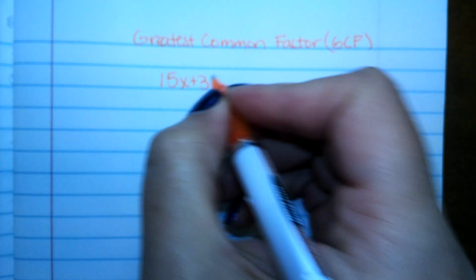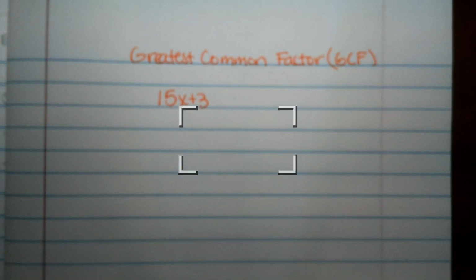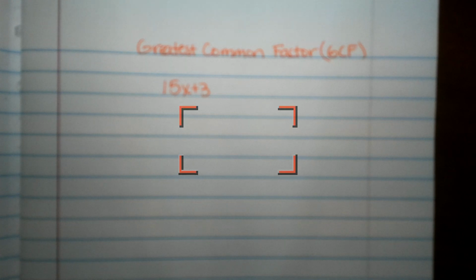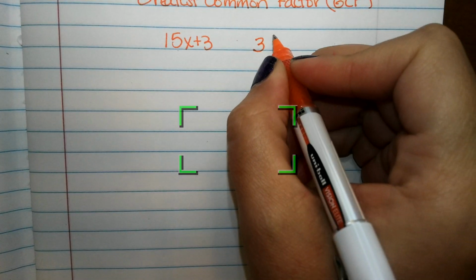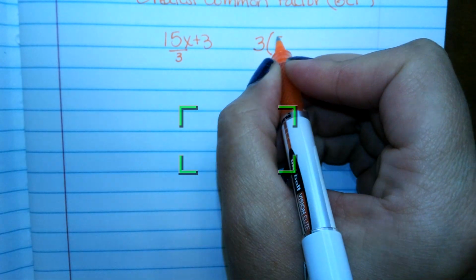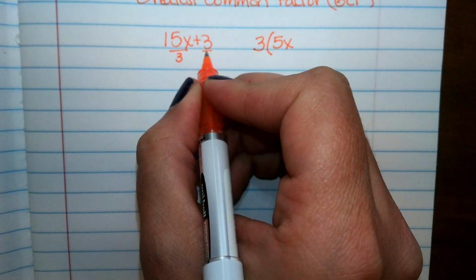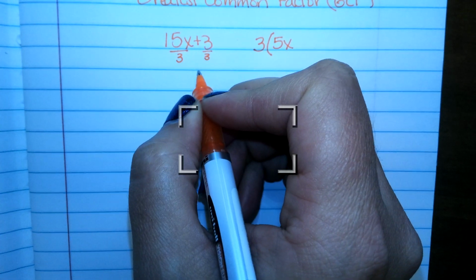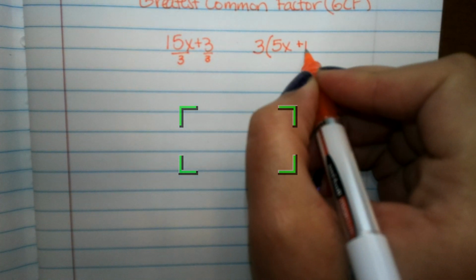15x plus 3. Well, I know that if I look at 15 and 3, I can divide both of those by 3. So I'm going to factor out a 3. Now, when I take 15x divided by 3, I have 5x. And when I take 3 divided by 3, don't just cross it off. We have to write 1.